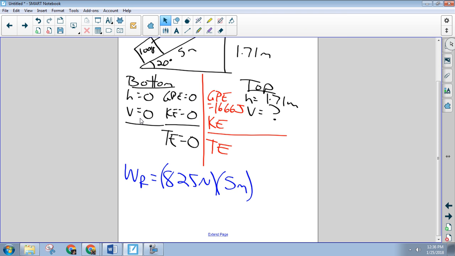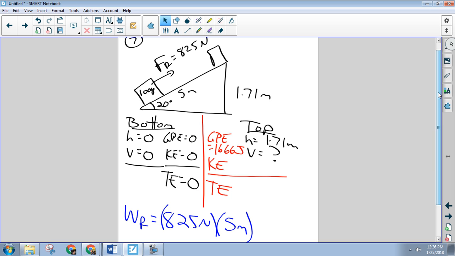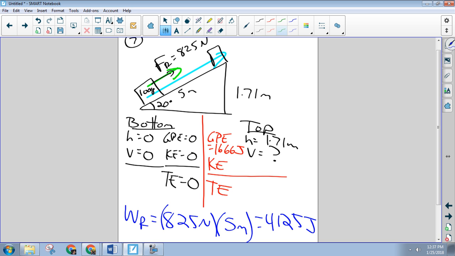Okay, look at the drawing. My force is up the ramp. My displacement is up the ramp. What's the angle between those two vectors? 0, right? Okay, so times the cosine of 0, which is 1. So this is it. Just multiply this out, and it gives you 41.25, I think. I did that in my head, but I think that's right.